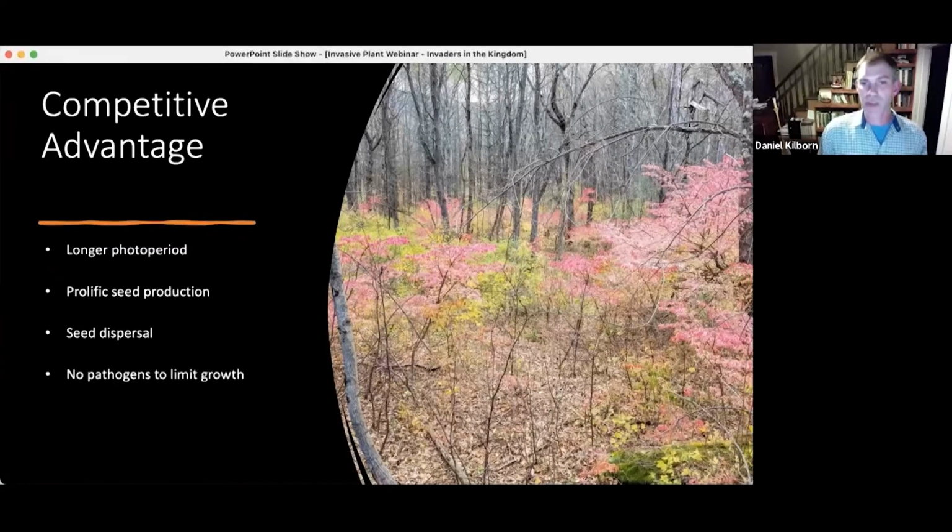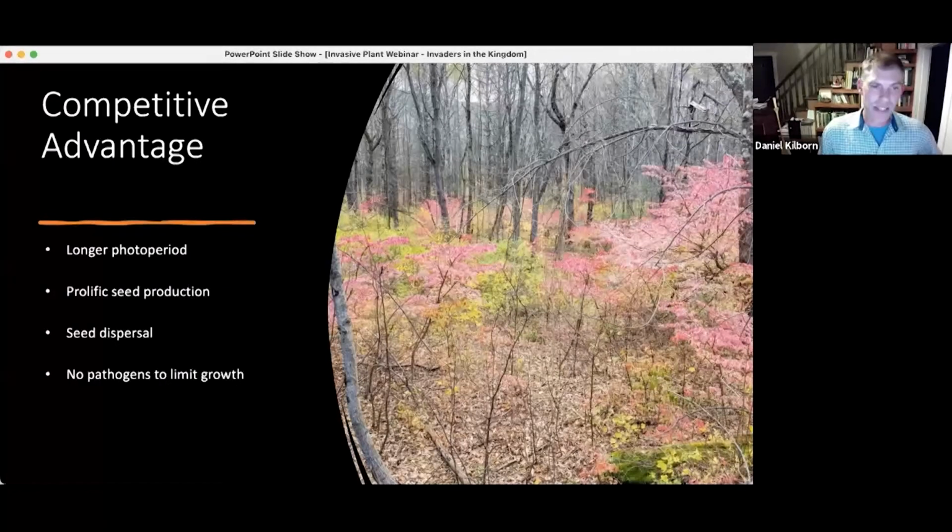They may also be prolific seeders and have good strategies for seed dispersal. Plants like Barberry, the berries actually have a laxative effect in birds, so they're dropped quickly after the birds eat them, passing through the digestive tract. And in most cases, these plants don't have the plant diseases and pests that they've co-evolved with in other parts of the world, like Europe and Asia.